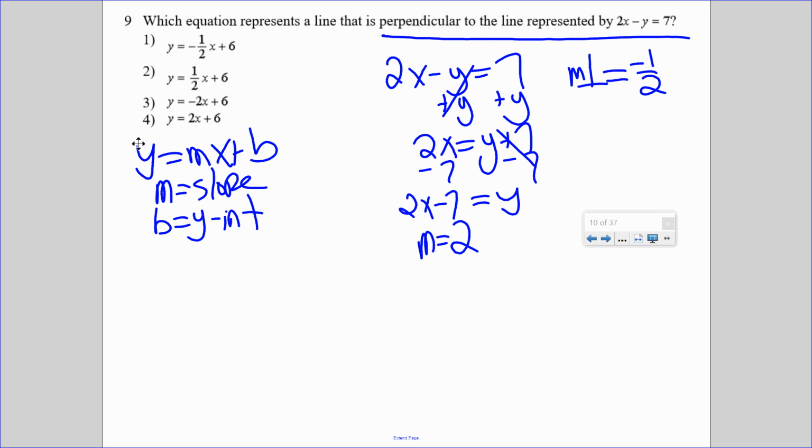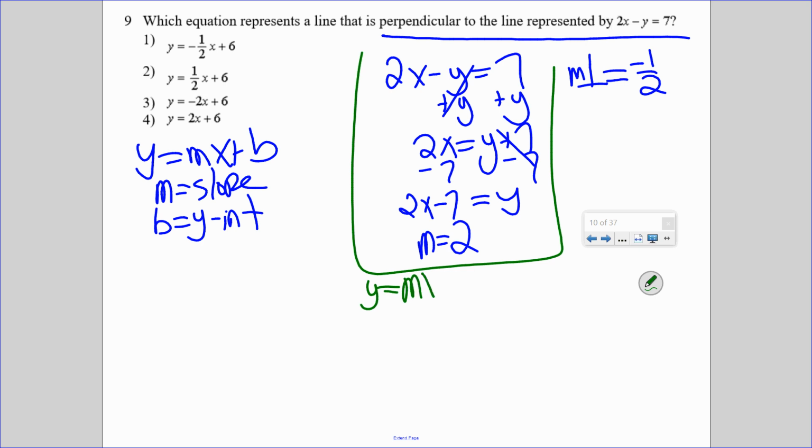Now that I have the slope of my line, to find b, I sub into y equals mx plus b. Oh, no, I don't need to do that. It just asked which one was perpendicular. So I know it's got to have a slope of negative 1/2, which leaves choice 1. I don't care about the b. I care about the slope.